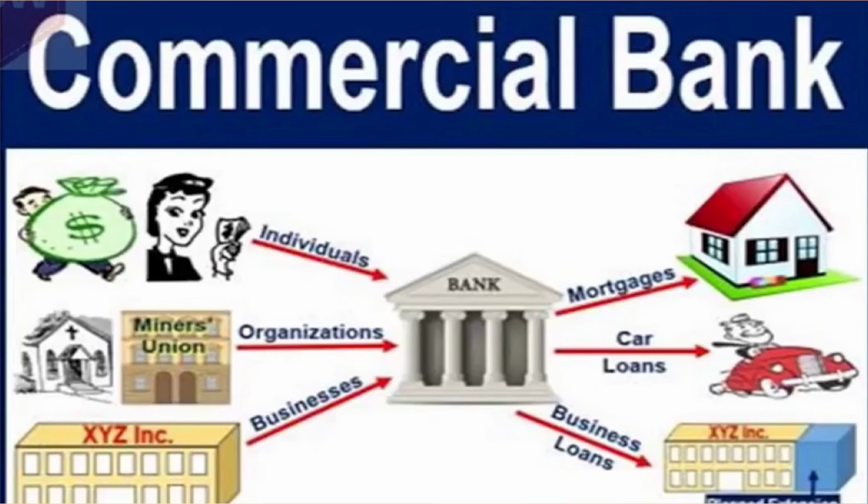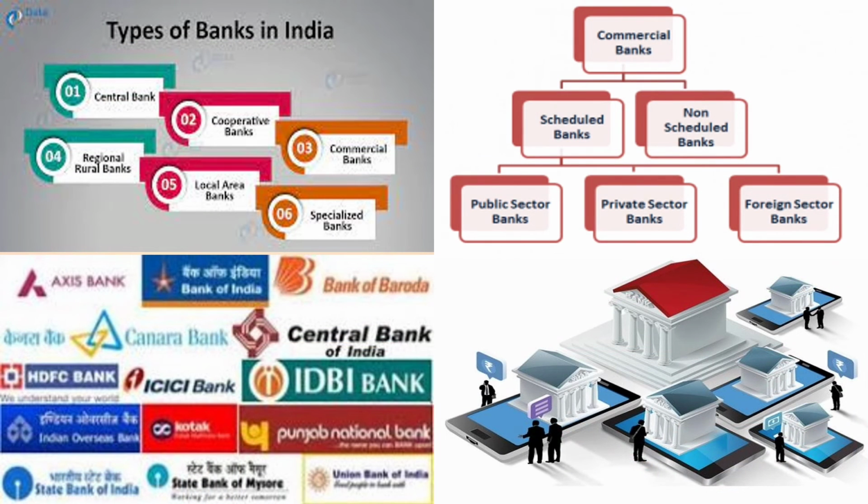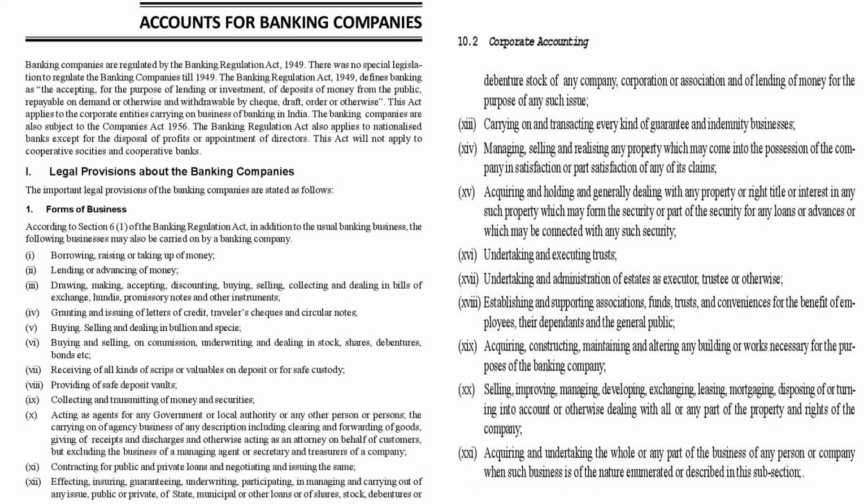Now let us see the accounts for banking companies. Banking companies have to prepare the final accounts. The final accounts of the banking companies are divided into Form A and Form B. Form A is the balance sheet and Form B is the profit and loss account.